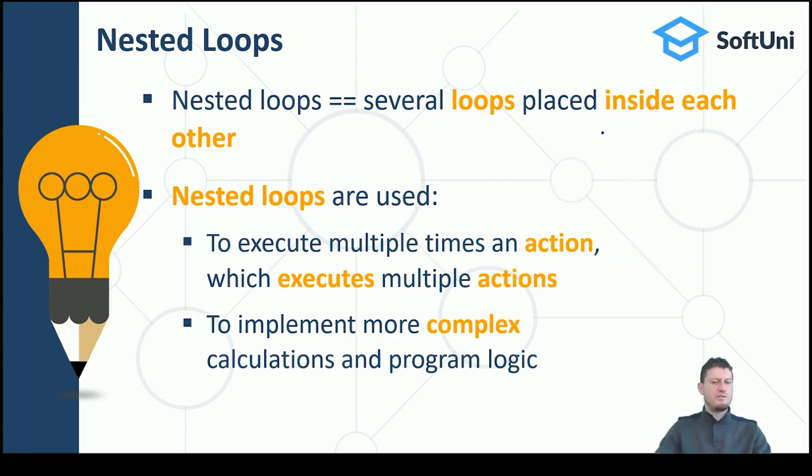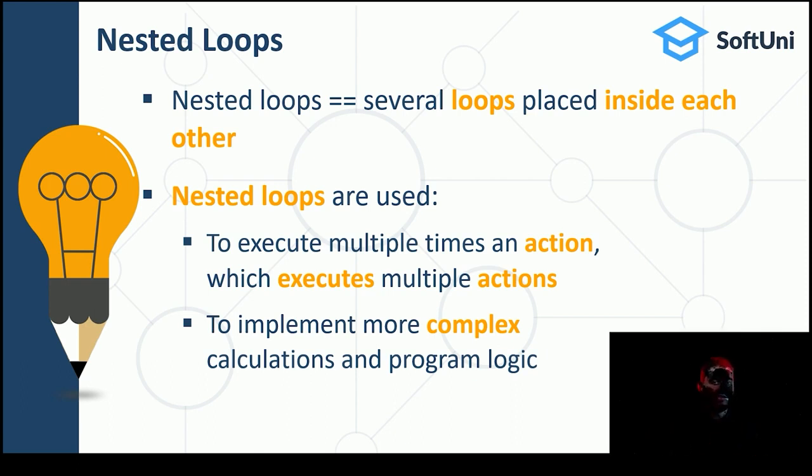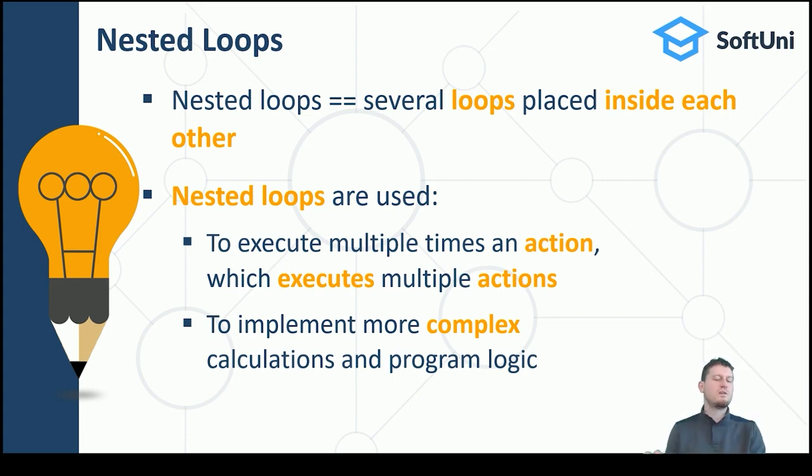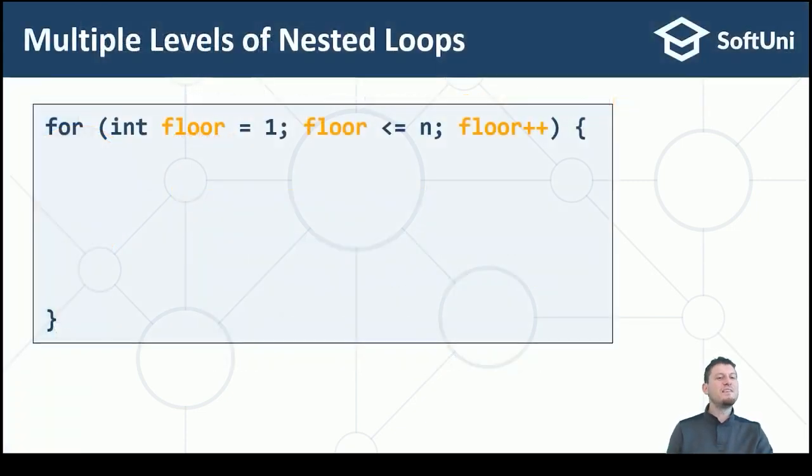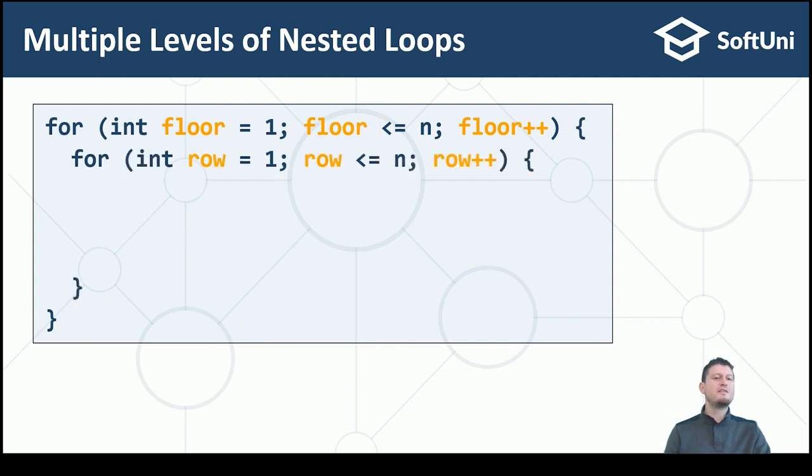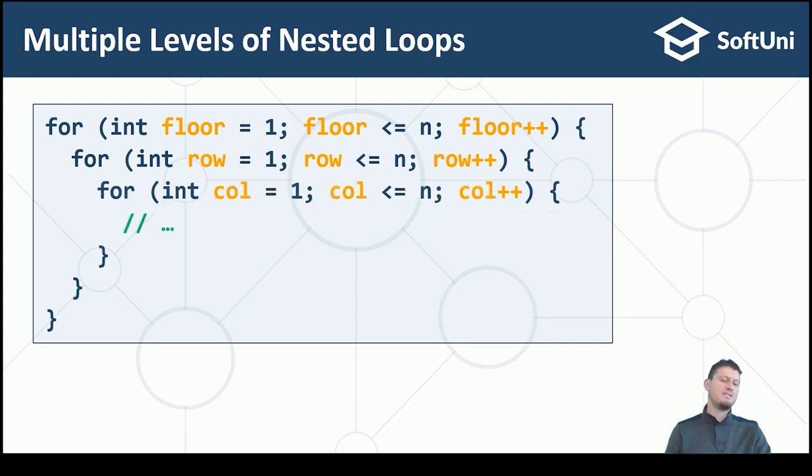So I'll show you this in practice. But generally, nested loops are loops inside loops. A typical situation to have rows holding columns. We have multiple rows and each row holds multiple columns. Let's see this example. In this example, we have floor from 1 to n, we have row from 1 to n, and we have column from 1 to n.